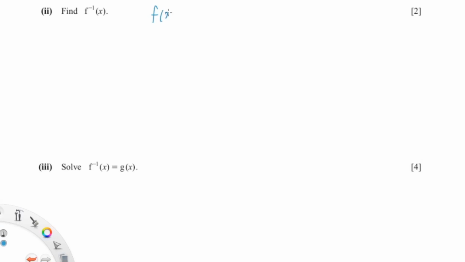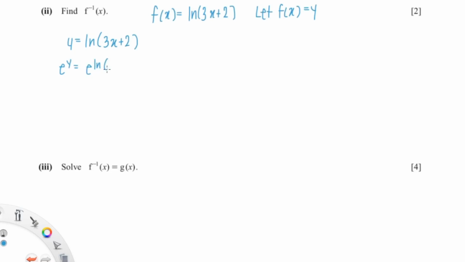Moving on to the next question, they want us to find the inverse of function f. So we know that the function f equals ln(3x+2). We let function f equal y. So that would be y equals ln(3x+2). So what we want to do now is make x the subject. So we'll shift everything to the other side. That'll be 3x plus 2.